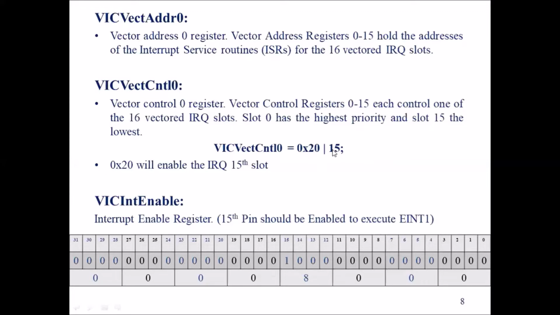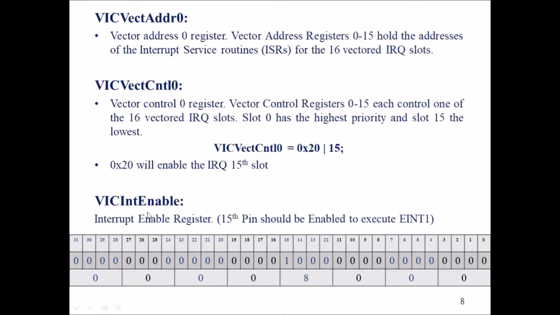So this should be controlled to handle the external interrupt. That's why I have written 0x20. Here 0x20 will enable the interrupt request. That is nothing but the 15th slot in the microcontroller to execute external interrupt 1.